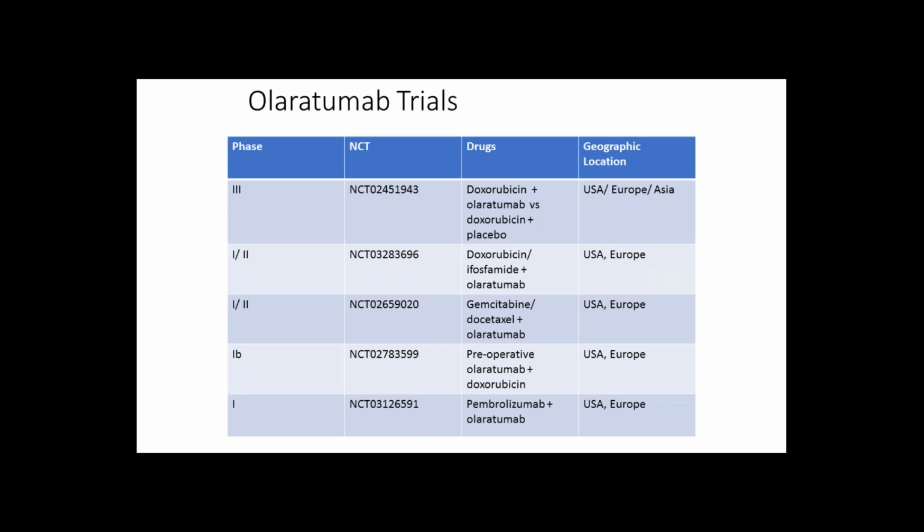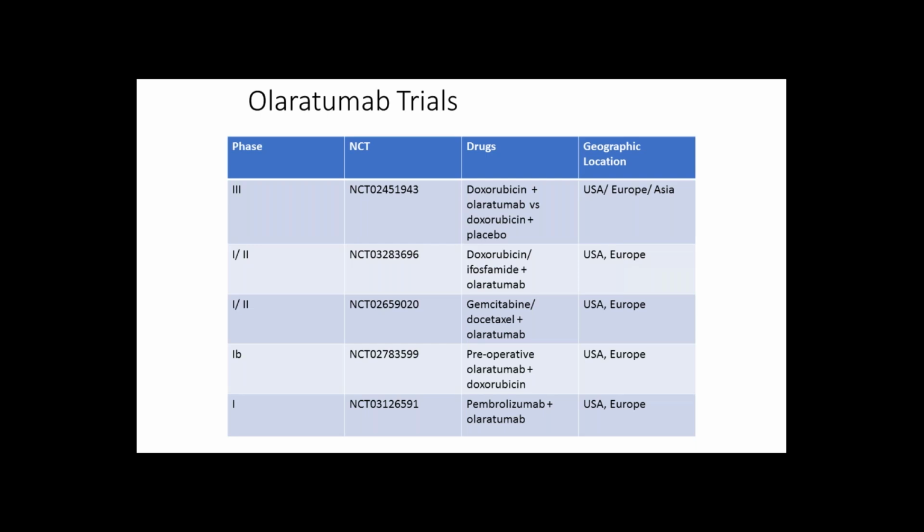There are also other interesting trials. There's a phase 1, phase 2 trial of gemcitabine, docetaxel plus olaratumab. The phase 1 trial documented the safety of this 3-drug combination, and then the phase 2 component randomized people to either receive gemcitabine, docetaxel plus placebo or gemcitabine, docetaxel plus olaratumab. So again, a very interesting trial of olaratumab in combination with a well-used schedule in sarcomas.